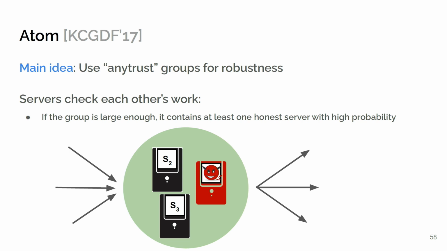What Atom does is they use anytrust groups. An anytrust group is just a group of servers that's large enough so it contains at least one honest server with high probability. In this group, the servers will just check each other's work, and the honest server will keep the other servers honest.